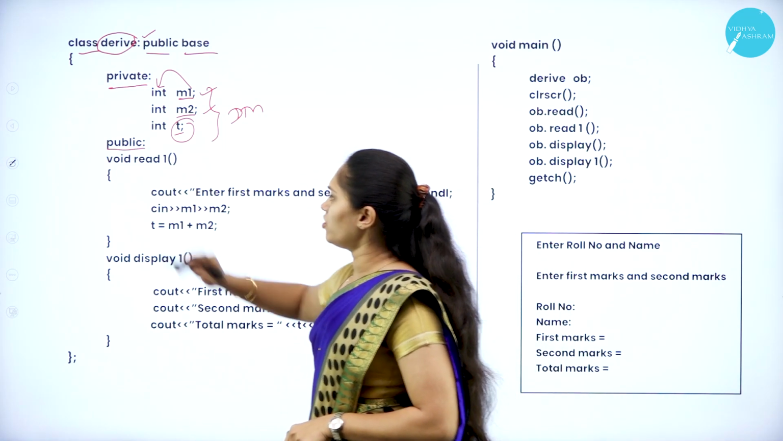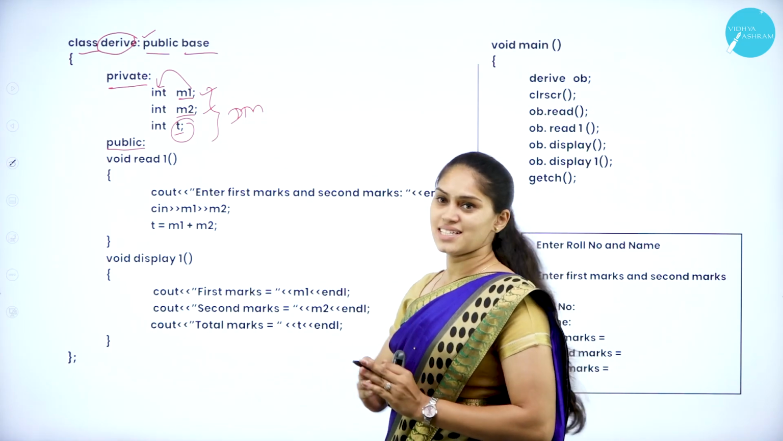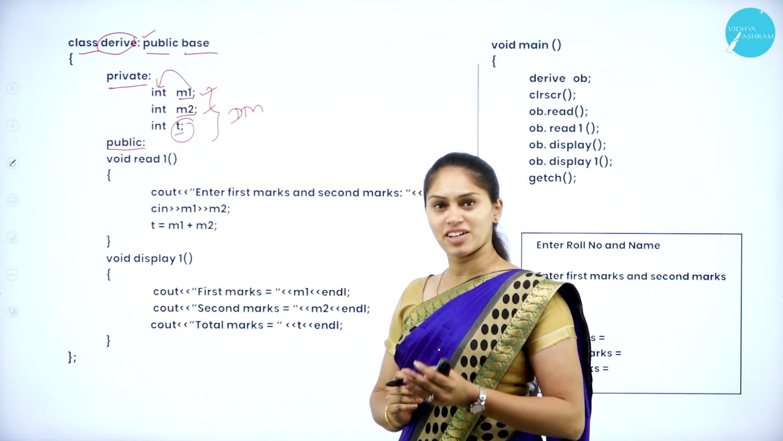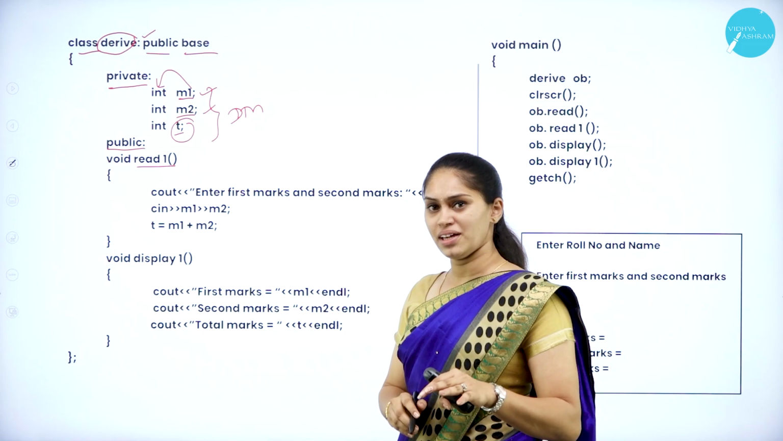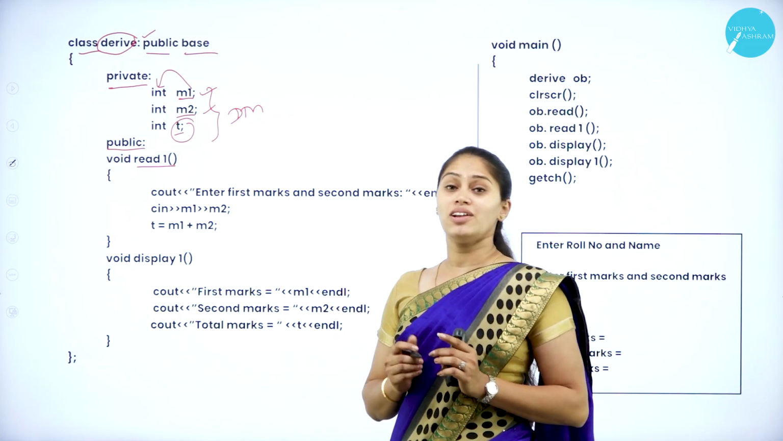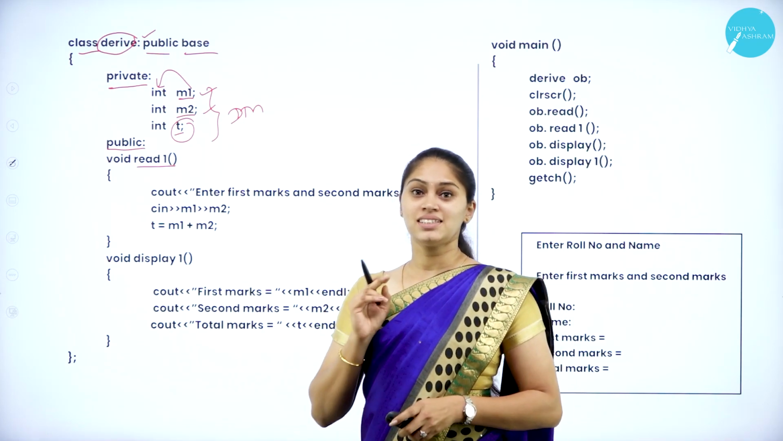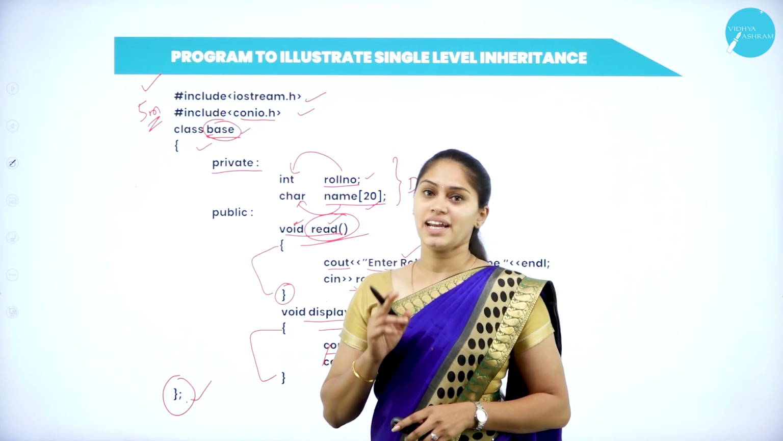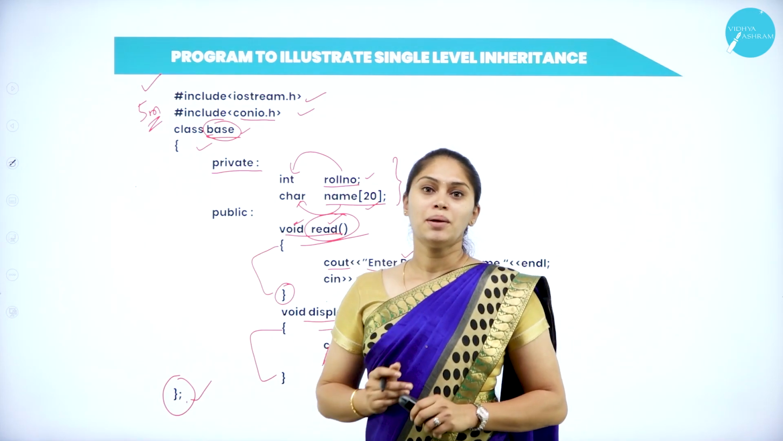Under the scope of public, I have 2 member functions related to the class derive. Which are the 2 member functions? I have read1. Read1 is the member function name. You just need to recall that the member function I used in the base class is read, and I have used read1 in the derived class.